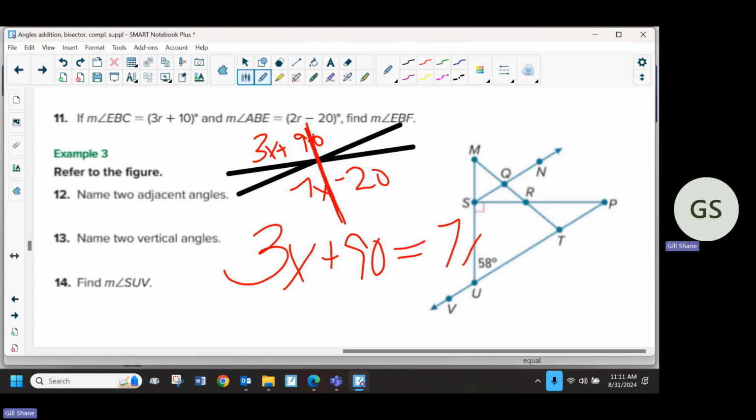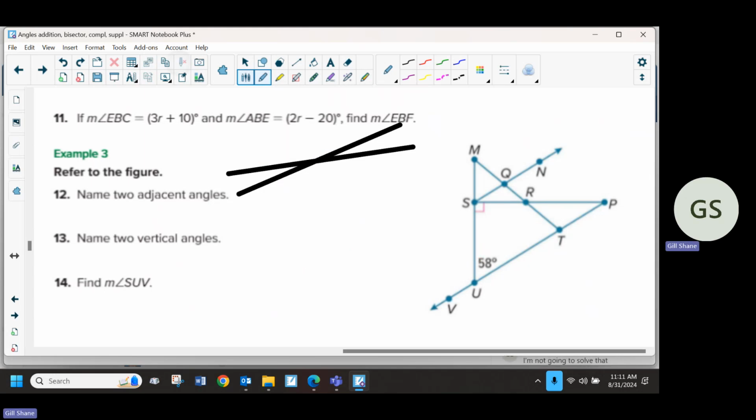So you really, in geometry, you have to know when you can set stuff equal versus when you add them together and set them equal to some third thing. Little plus little is big, basically. I'm not going to solve that out.